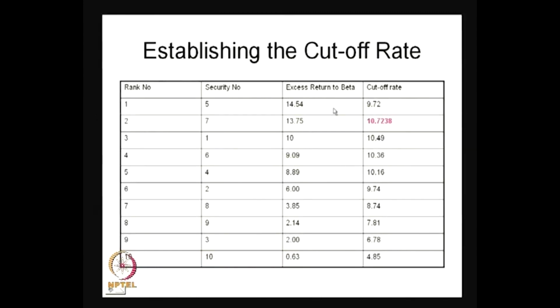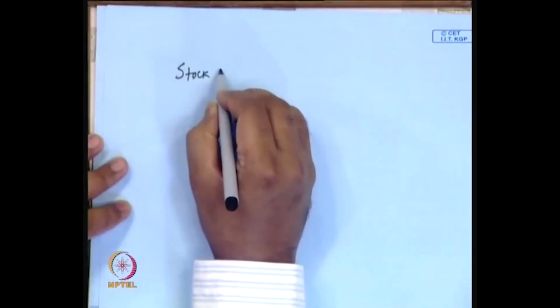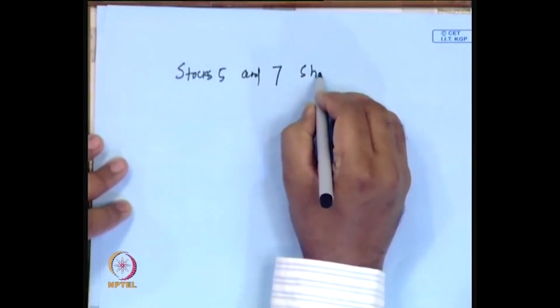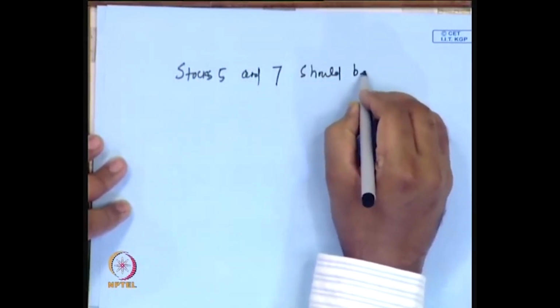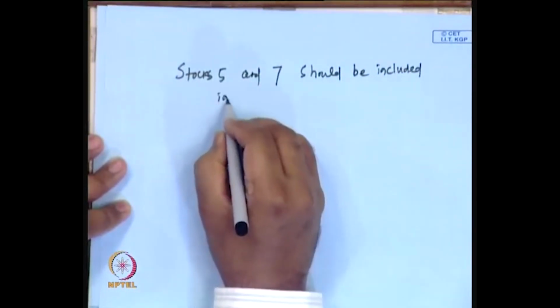So, as per the theory, these 2 stocks should be taken into consideration to make the portfolio. Now it is clear that according to the Sharpe model, stock number 5 and 7, that means stocks 5 and 7, should be included in the portfolio.